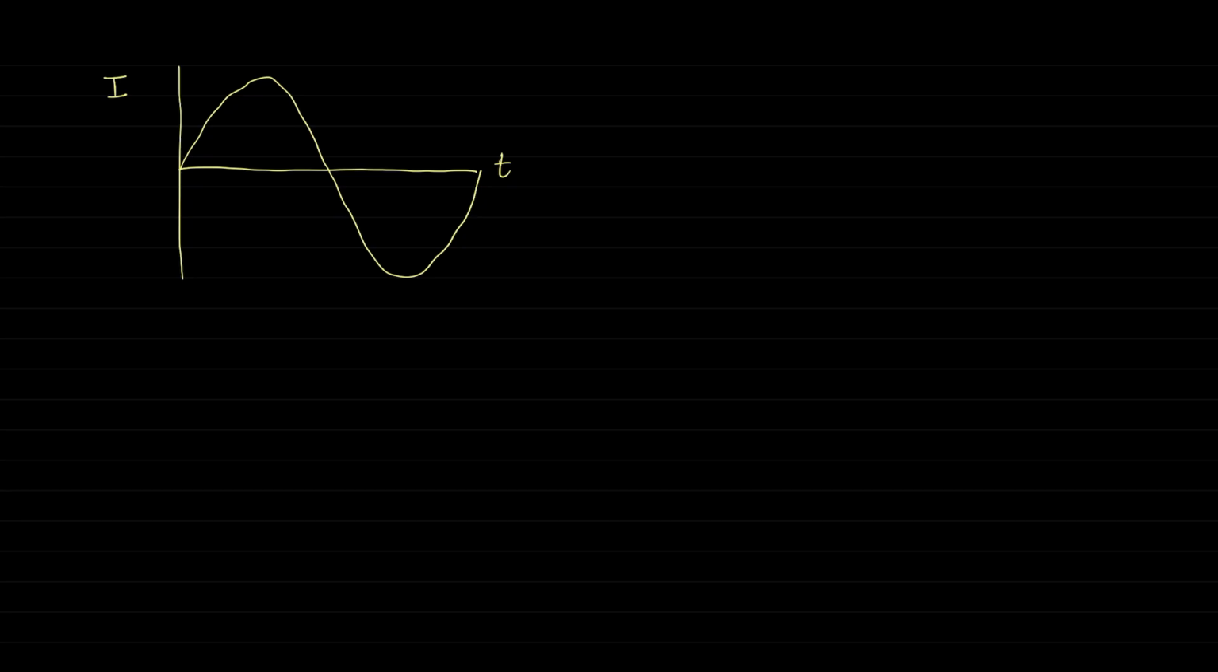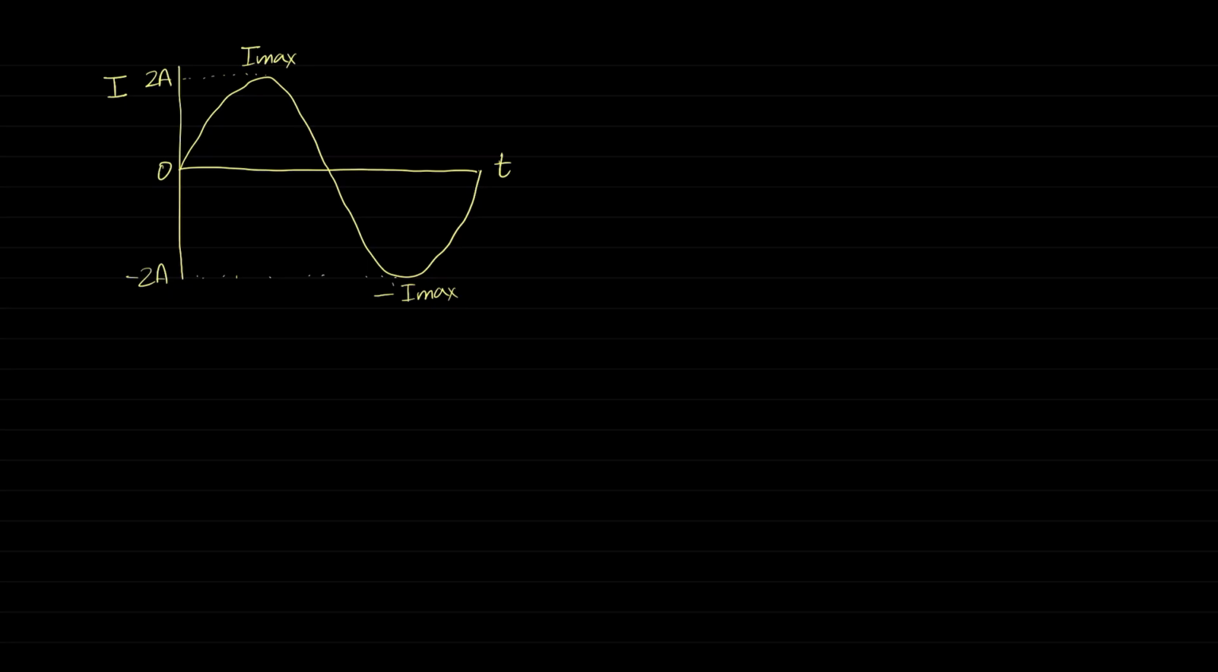Now the current will fluctuate. It's going to fluctuate from 0 up to a maximum, let's call that I max, and then back to 0 again, and then it's going to go to minus I max, and then back to 0. For the purpose of this example, let's set I max to 2 amperes. Then this is going to be 2 amperes, and this is negative 2.